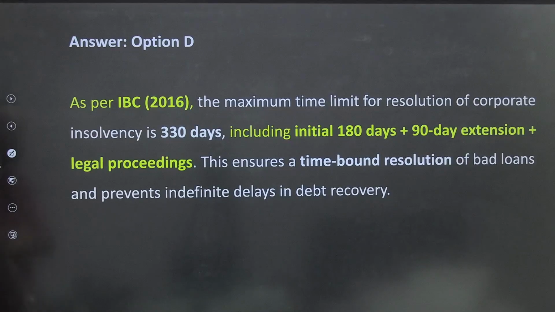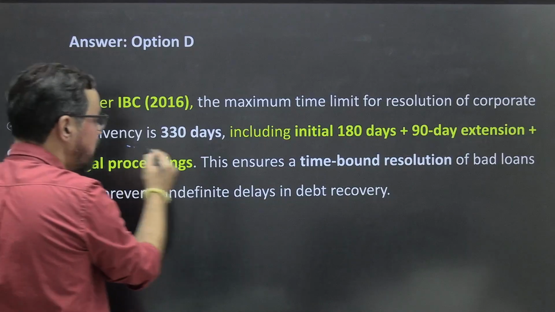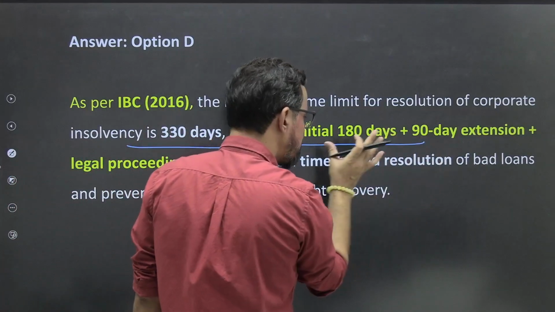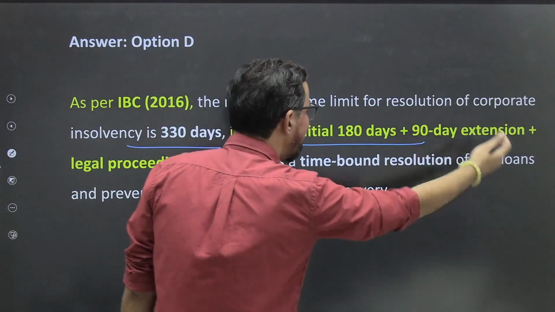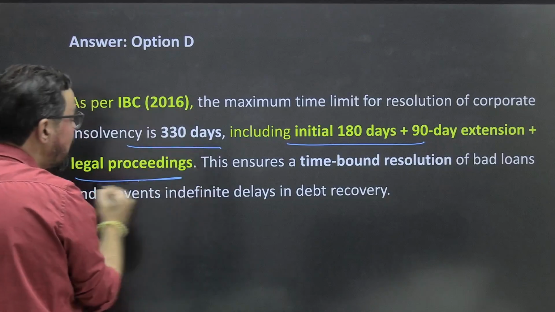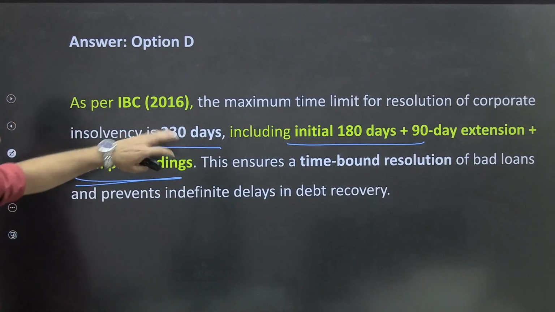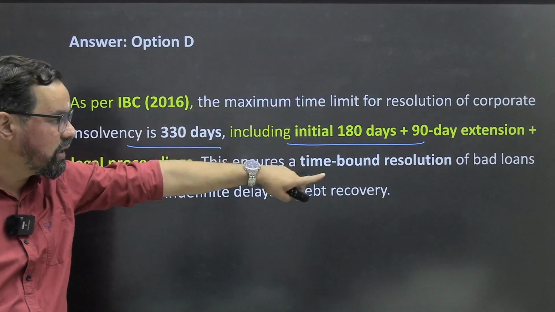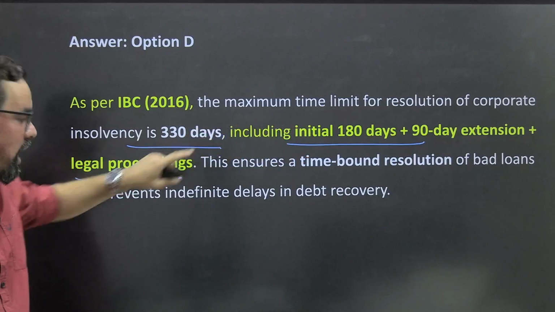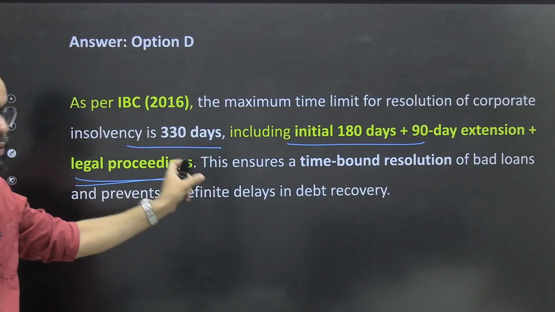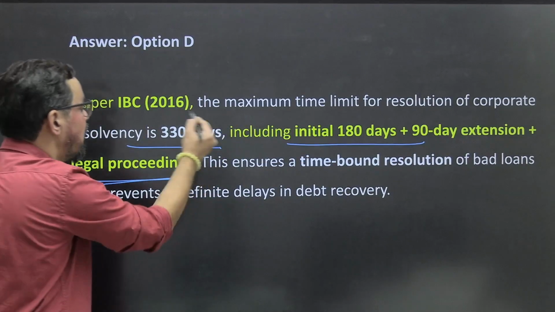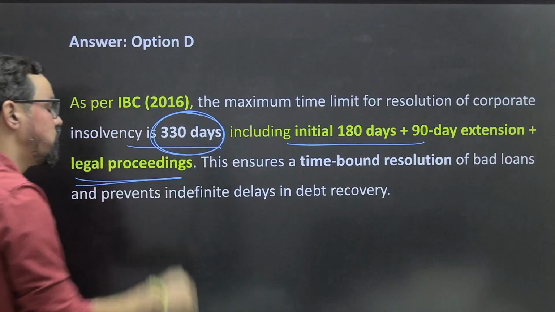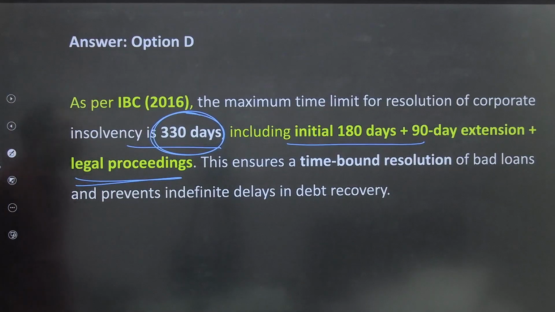Okay? So as per the IBC 2016, the maximum time limit for resolution of corporate insolvency is 330 days, including the initial 180 days plus 90 days extension plus legal proceedings. Okay, the initial one is 180 days plus 90 days of the extension and some legal proceedings also. But the maximum is 330 days. Okay, you cannot go beyond this particular one. Okay, this ensures a time-bound resolution.